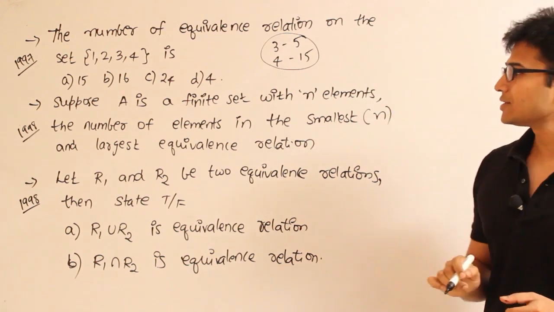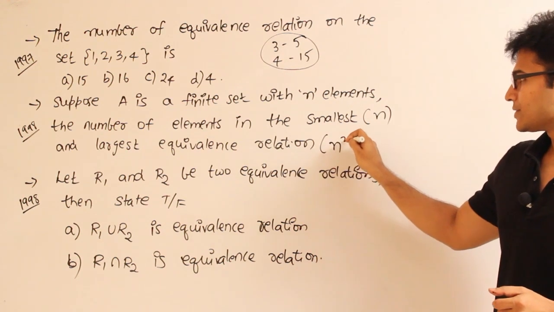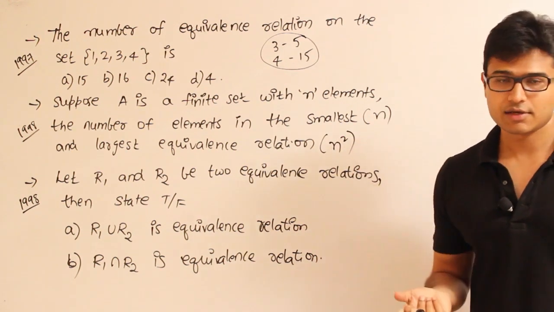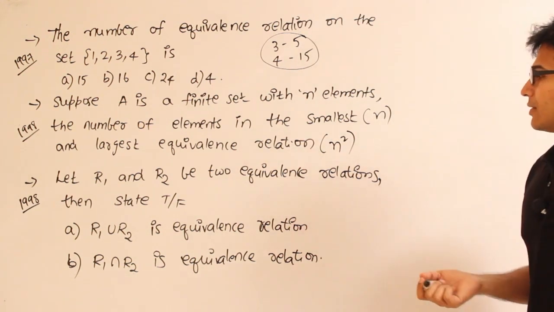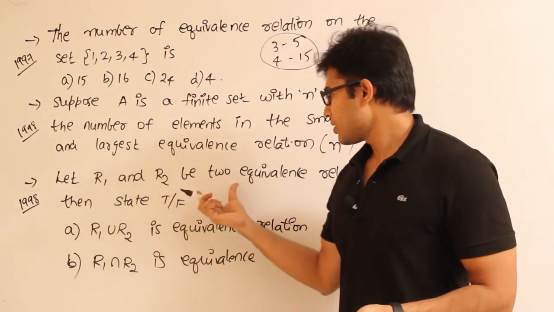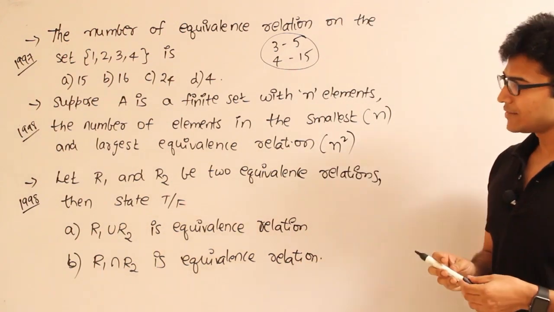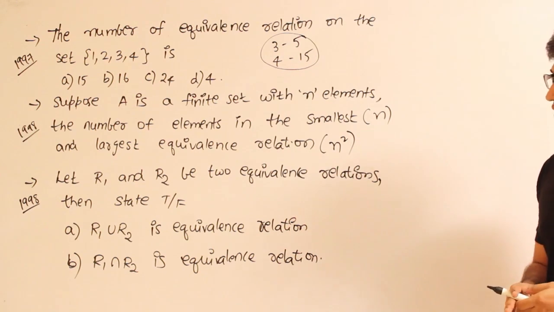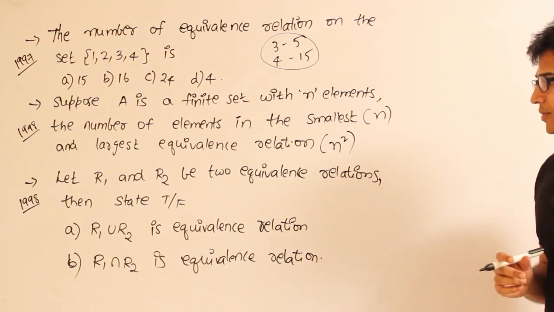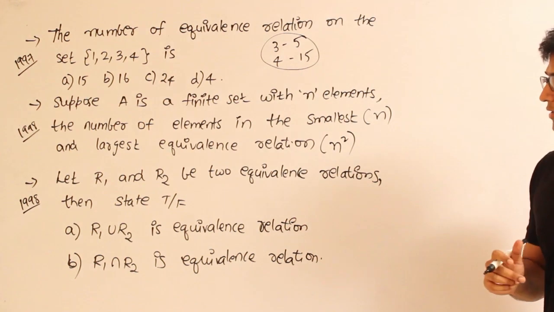Therefore, the smallest reflexive or the smallest equivalence relation will contain n elements. And what about the largest equivalence relation? It will contain n square, which means if you take A cross A, that is nothing but an equivalence relation. We have already seen it. And the next one is, if you have R1 and R2 as 2 equivalence relations, then what can you say about R1 union R2, R1 intersection R2? Are they going to be equivalence or not? That is what they are asking.